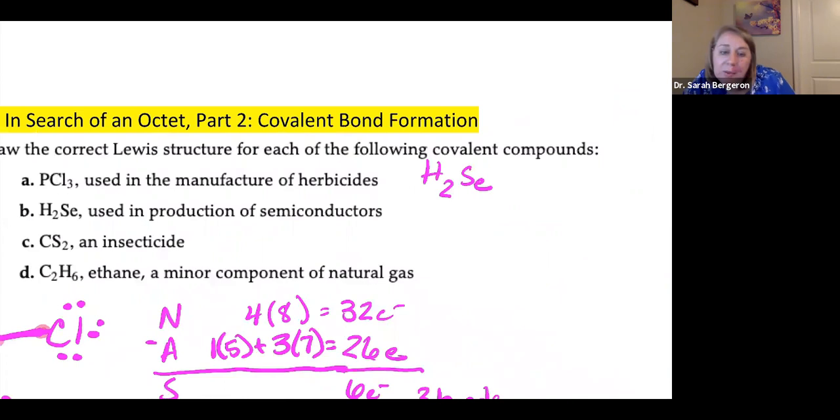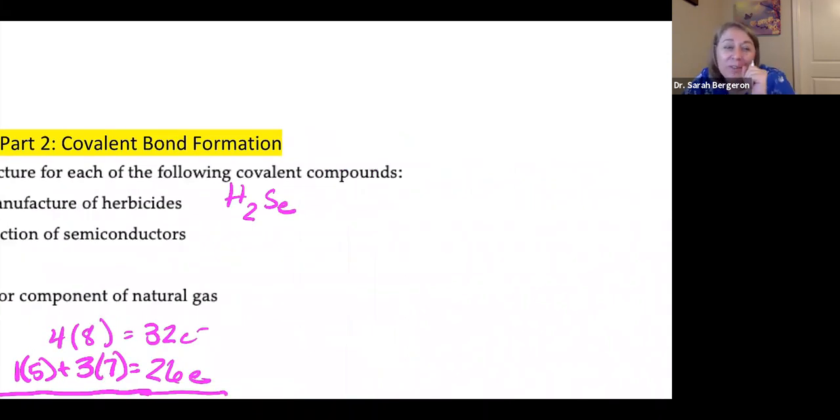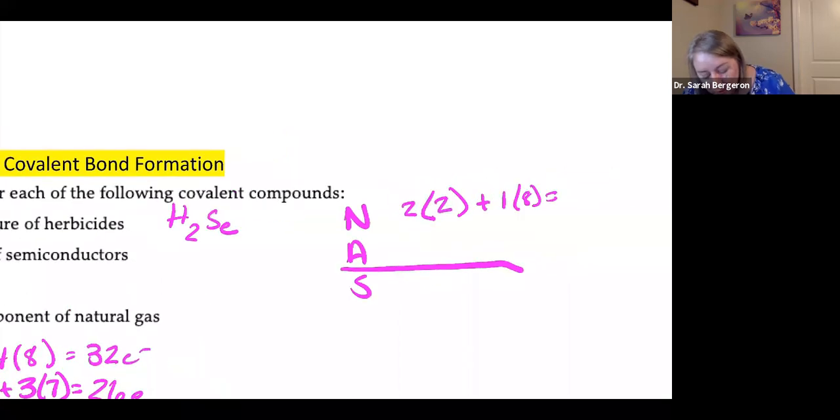Now you have to be careful with hydrogen because remember, hydrogen does not need a complete octet. It just needs a complete outer valence shell, which is only 2. So I'm going to do my needed, available, shared. How many do I need? Well, I have 2 hydrogens, and hydrogen only needs 2 outer electrons. Then I have selenium, Se. Se is going to need 8, so I have 1 of that, and I'm going to need 8. So 2 times 2 is 4, plus 8 is 12.